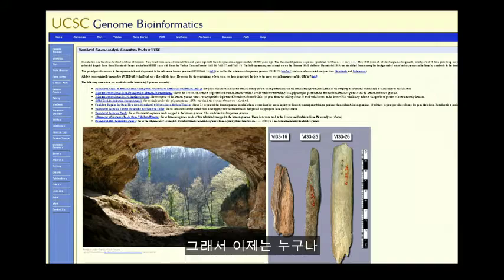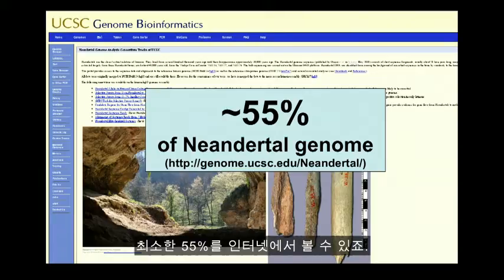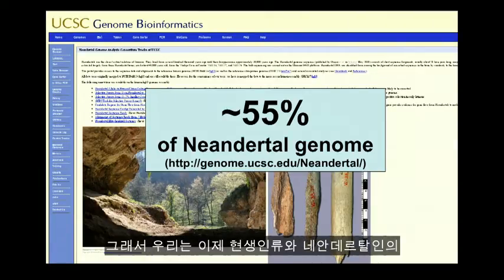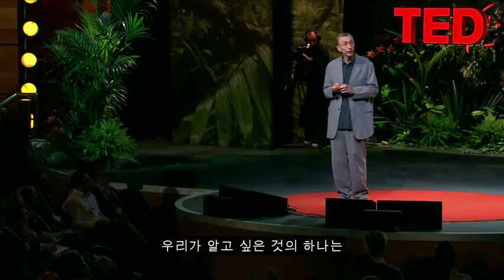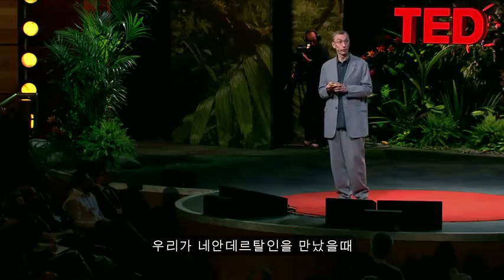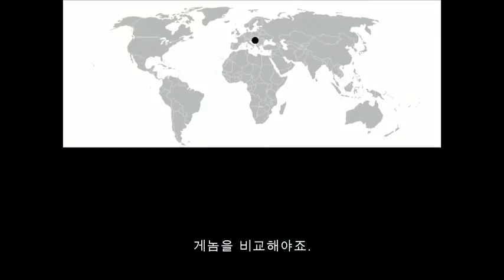Neanderthal genome, so that any one of you can now look on the internet at the Neanderthal genome, or at least at the 55% of it that we've been able to reconstruct so far. And you can begin to compare it to the genomes of people who live today. And one question that you may then want to ask is, what happened when we met? Did we mix or not? And the way to ask that question is to look at the Neanderthal that comes from Southern Europe and compare it to genomes of people who live today.